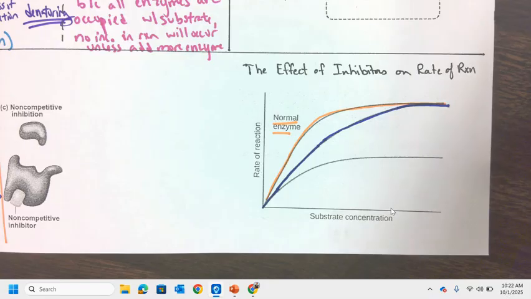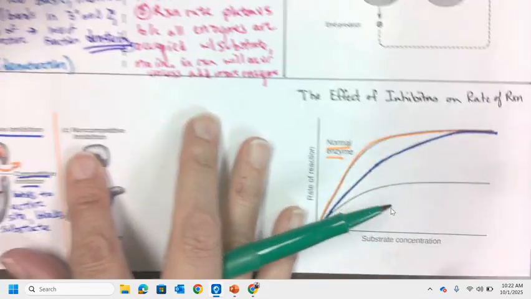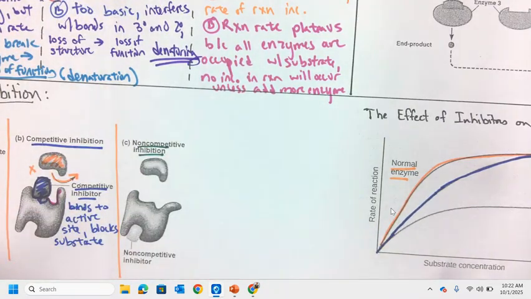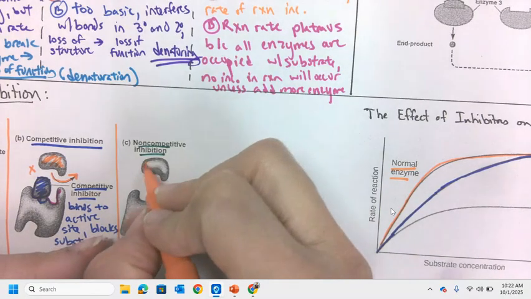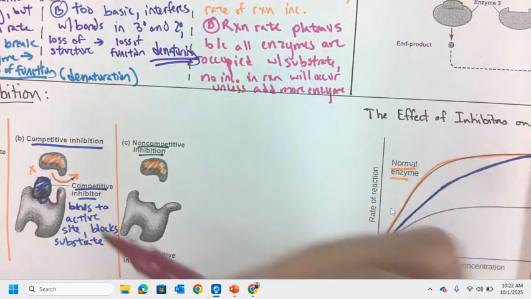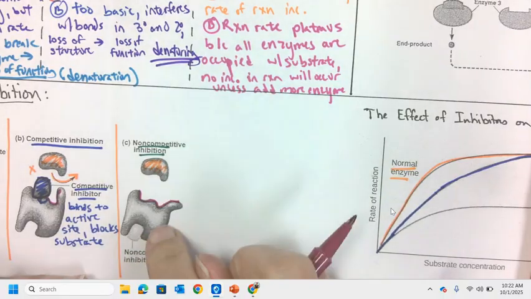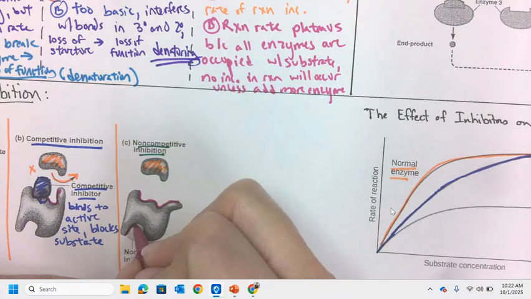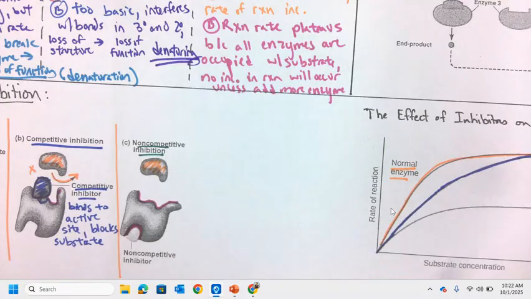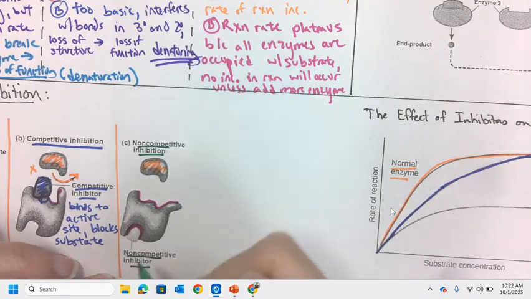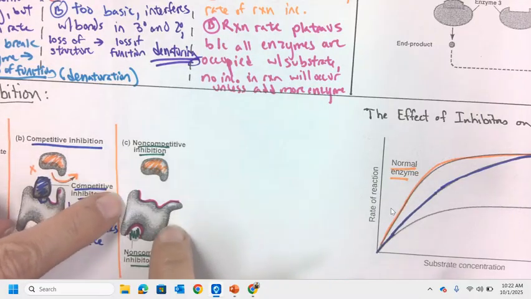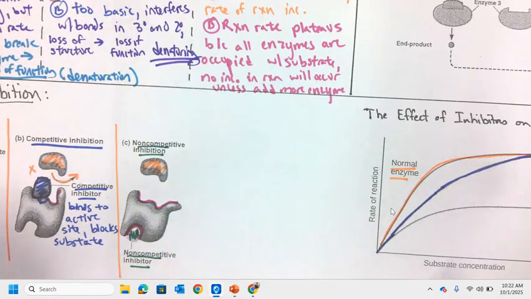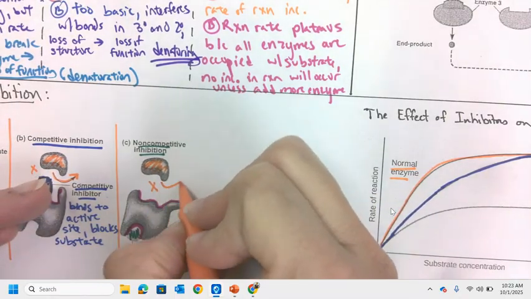In our last example, we have something called non-competitive inhibition. In non-competitive inhibition, you still have your substrate that's trying to bind to the active site. Okay, here's the active site right here. But in non-competitive inhibition, you have another site on the enzyme down here. This other site on the enzyme is called the allosteric site. When a non-competitive inhibitor binds to the allosteric site, that pulls on the bonds in this enzyme between the amino acids, changing the shape of the active site. And now the substrate cannot bind.